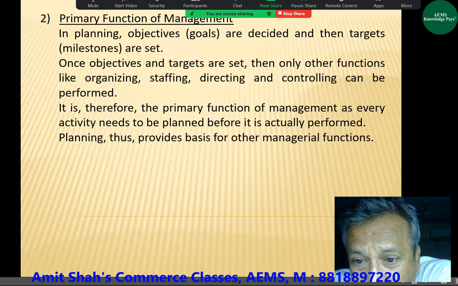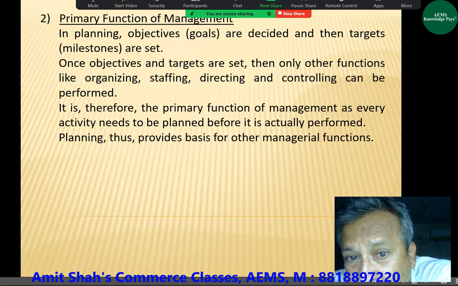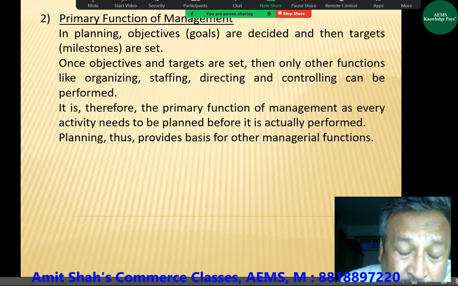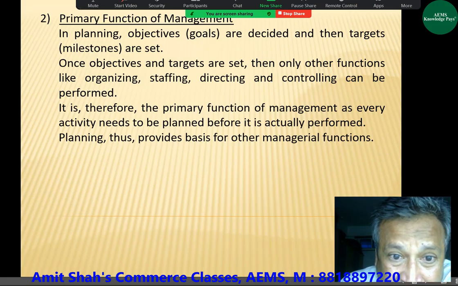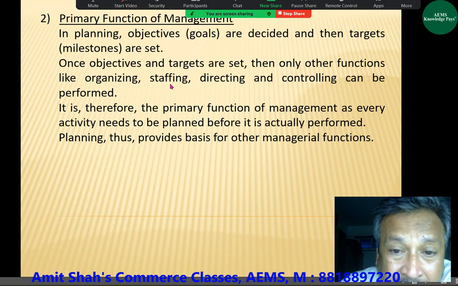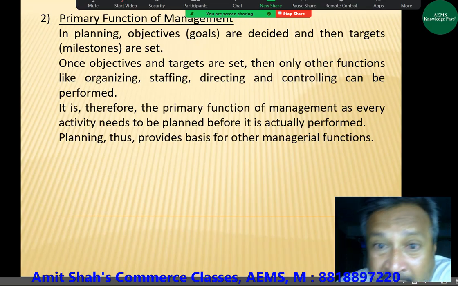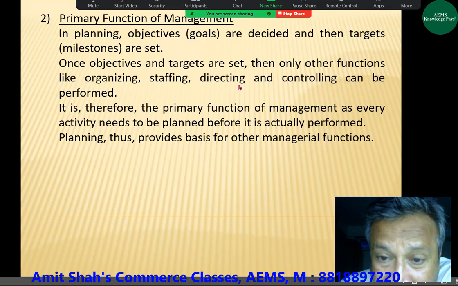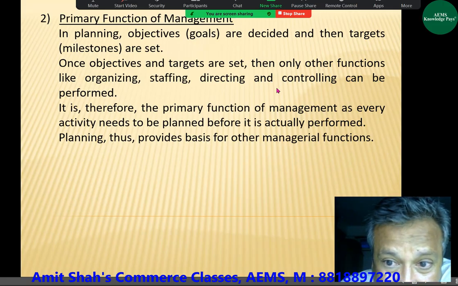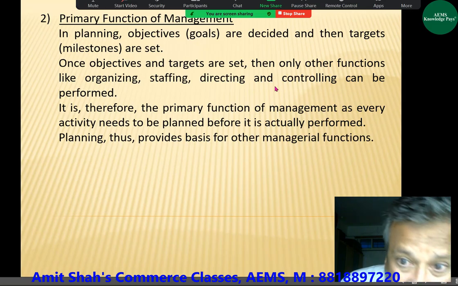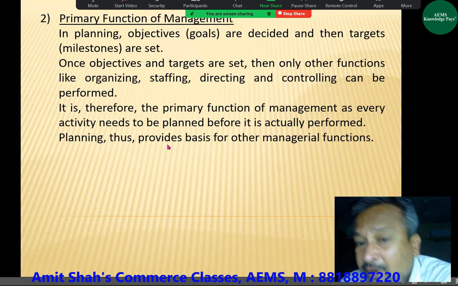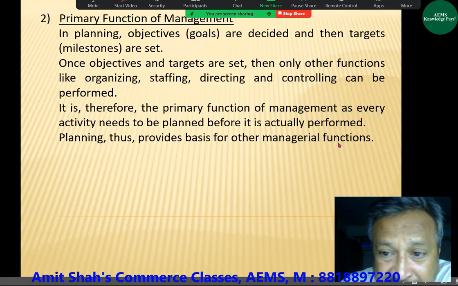Planning thus provides the basis for other managerial functions. You plan and then only you get to know what exactly you want and how the structure of your organization would be, that is organizing. How many people you require, that is staffing. Who would be doing what, and how managers and supervisors would be supervising their jobs, motivating and influencing them, that is directing. And you have to compare your actual results with what? That all comes from planning. And this is the reason why planning makes a basis for other managerial functions.